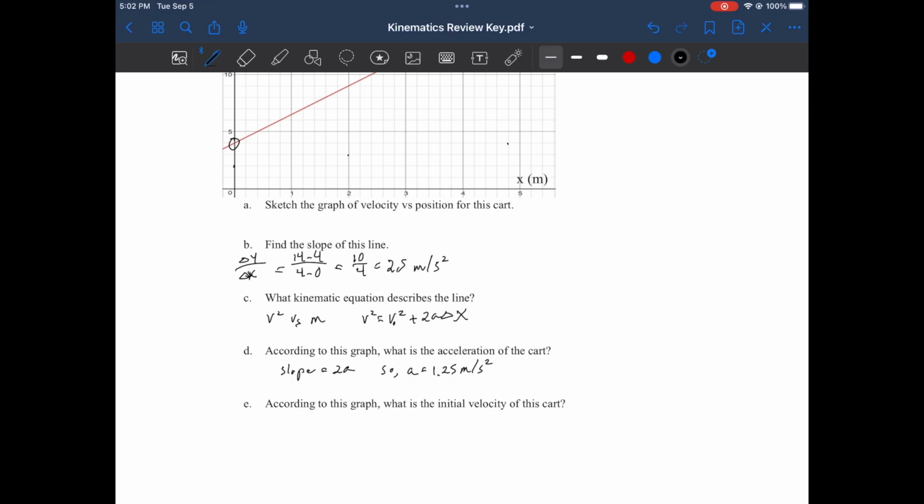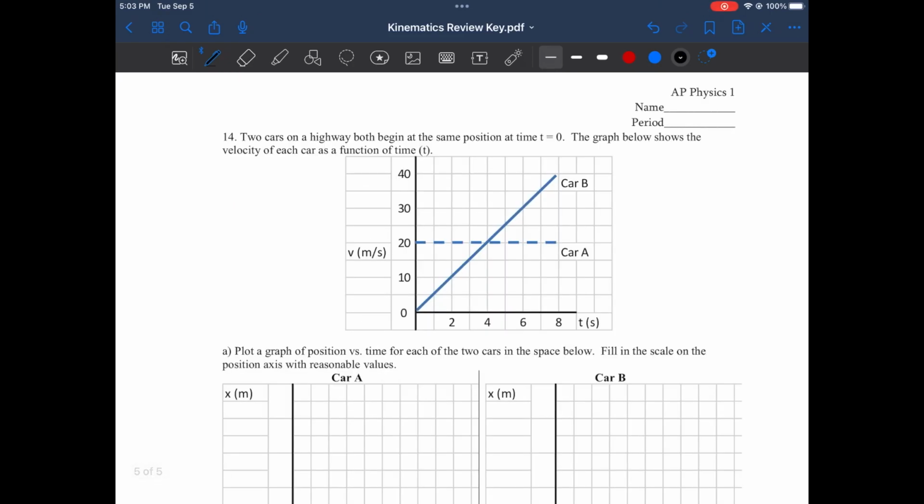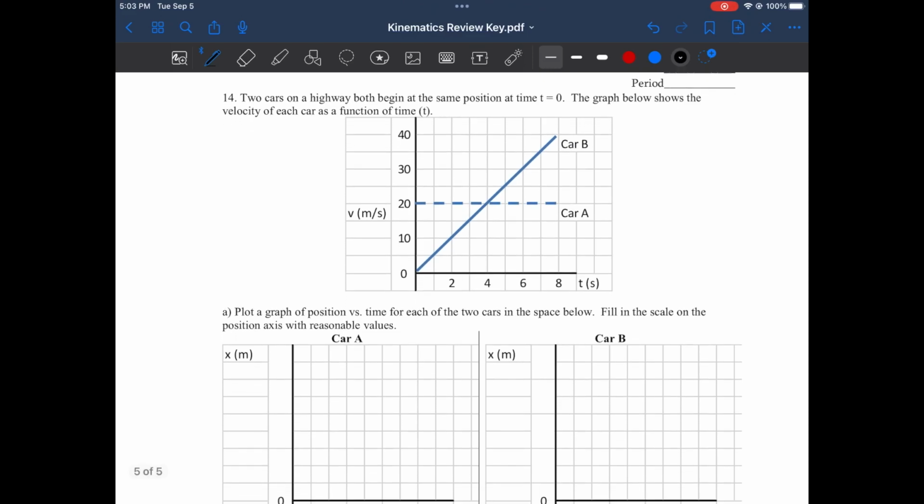According to the graph, what is the initial velocity of the cart? The initial velocity of the cart should be 2, right? Because it says v squared at time point 0. If it crosses the y-axis at 4, then the initial velocity should be 2. Not the initial velocity squared, right? Okay, last page.